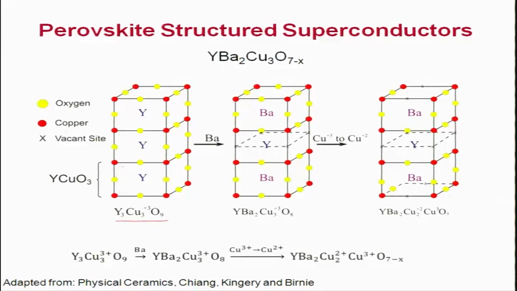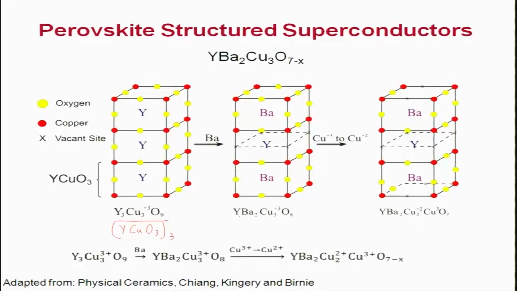In this unit cell, you can see it is made up of 3 unit cells of YCuO3. So, you can see that Y3Cu3O9 is YCuO3 3 times, right. So, you have 3 unit cells stacked on top of each other, which are perovskite in nature. The way it is made superconducting is by first doping it with barium. What barium does is that barium replaces 2 of the yttrium ions, one in the bottom unit cell, another in the top unit cell.